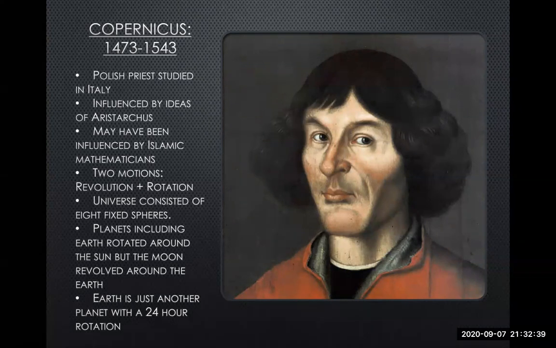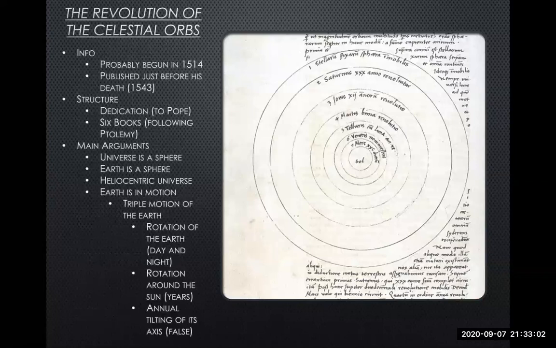And so Copernicus lays out his theory that planets, including the Earth, rotated around the sun, but the moon did revolve around the Earth, which of course, as we know, is correct. And then the Earth is just another planet with a 24-hour rotation. So basically the Earth is not unique, it's not the center, it's not static, it's moving like all these other planets around the sun.